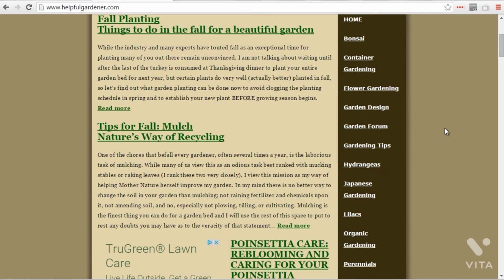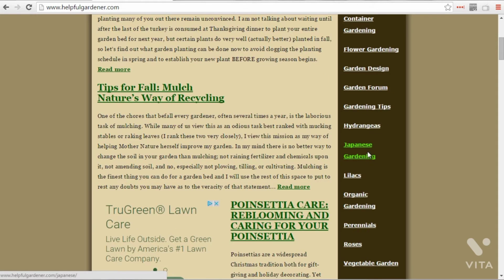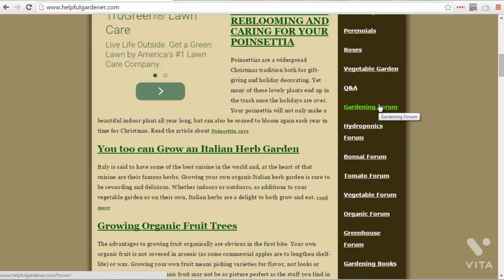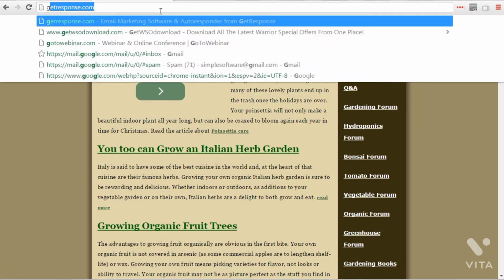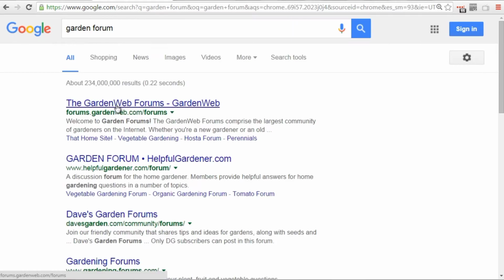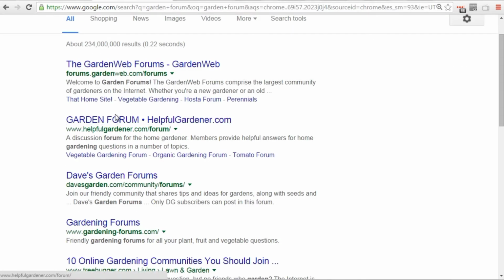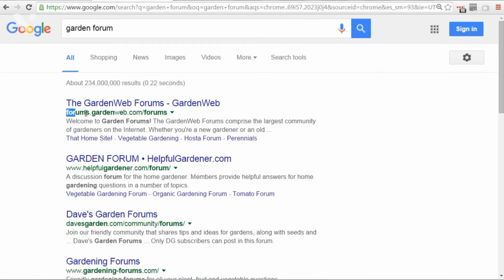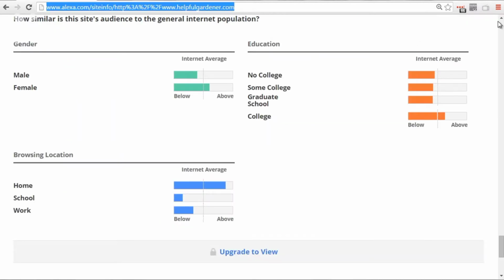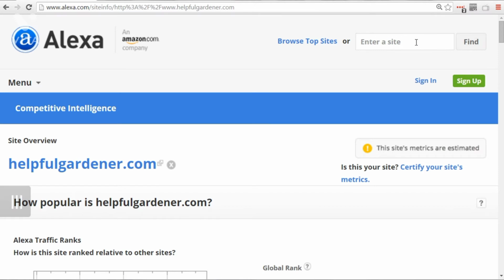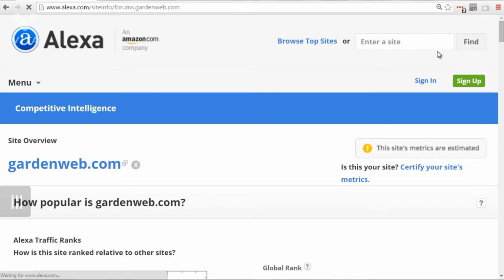Now we look at how the site is laid out. We can see flower gardening, gardener design, garden forums, gardening tips, gardening. So another thing we can do is, let's see if we can find some sort of garden forum. So I'm going to type in garden forum. We know there are different types of gardening as well, but let's just go to forums.garden.web.com. So let me just try something real quick. This may not work. Typically you have to enter the main site, not a subdomain, but let's just do this anyways.